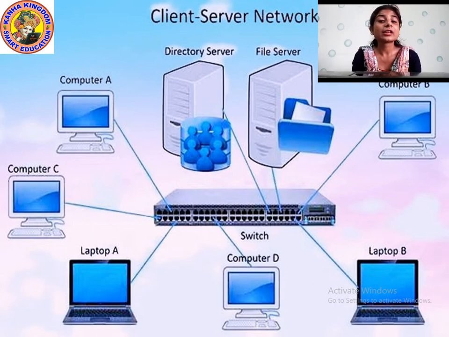These computers A, B, C, D, laptop A and B are the clients. And director server and file server are the main servers, which are working on it. And later, after working, they are providing the information to the client devices. This is server client network, or you can say client server network. Understood?